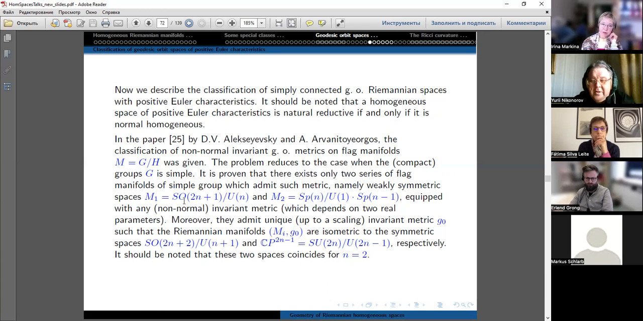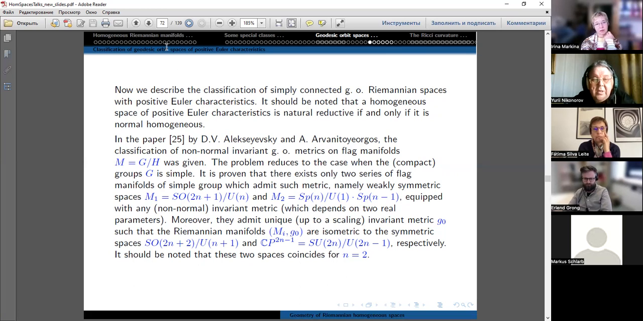Therefore, one can think that the general classification problem should be very easy, but it's not the case, because this case of positive Euler characteristic is very, very special, in fact.